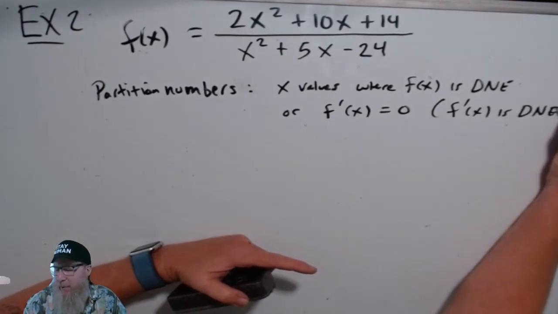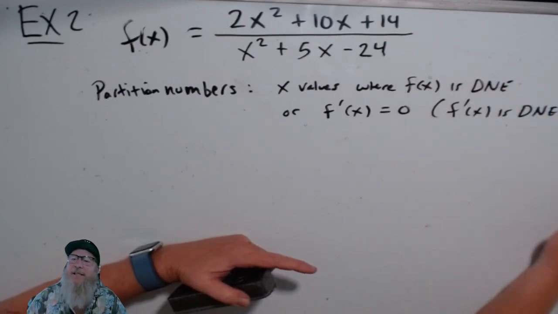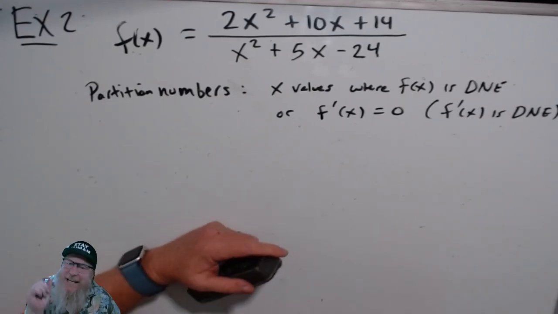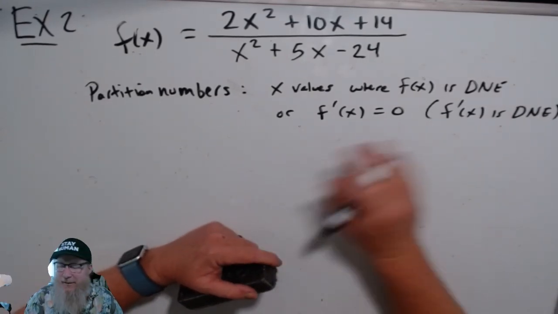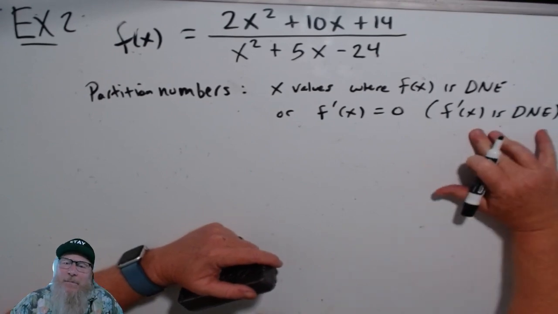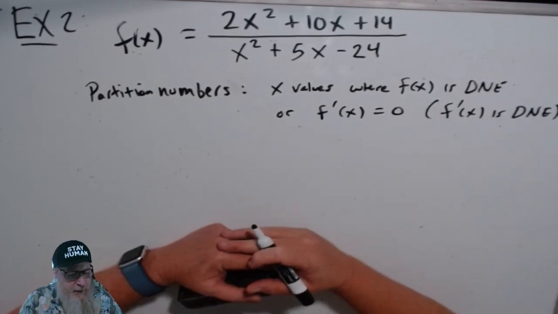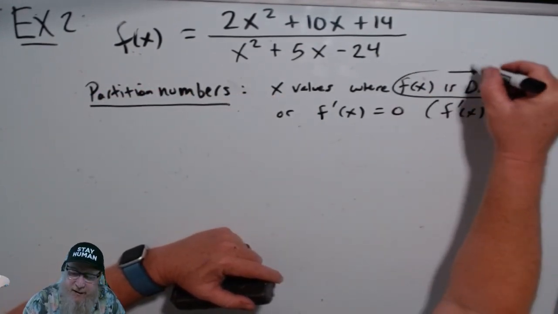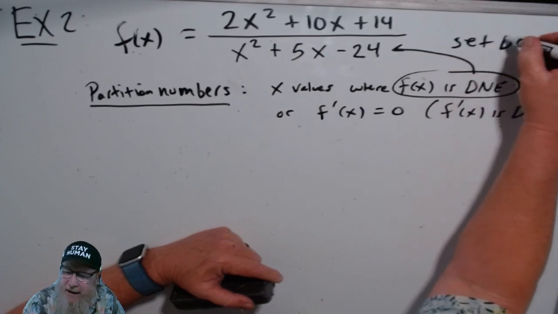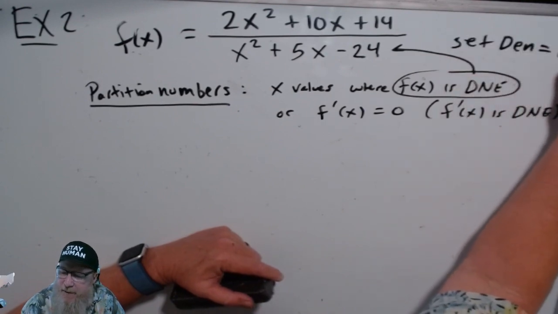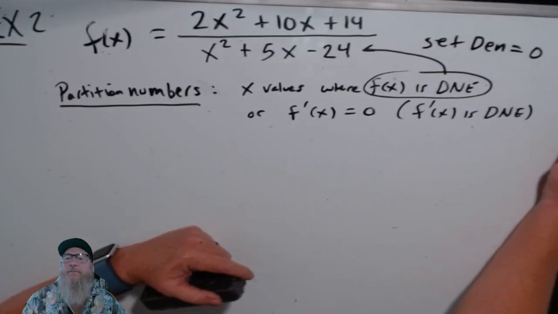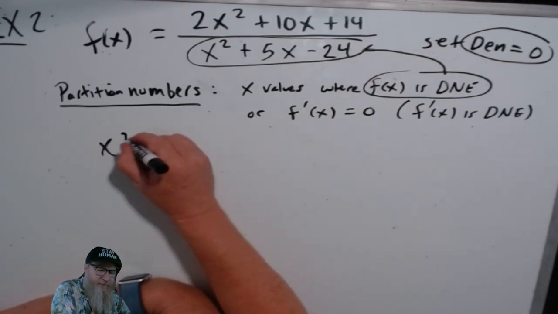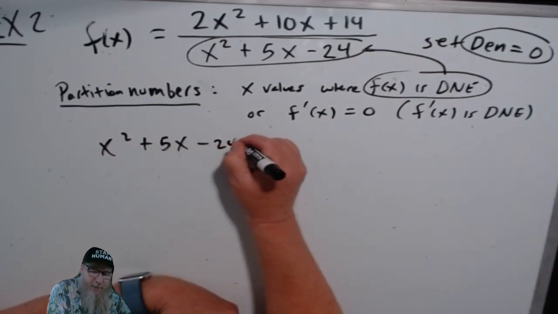But we won't bother with that, because if the function itself doesn't exist at that point, well, how could a derivative exist if the function doesn't exist at that point? You can't take a derivative at a point that's non-existent. So that's more of a Captain Obvious statement here. Although I don't know how obvious it is all the time. So remember, in order for a function to not exist, we set the denominator to be equal to 0. And we solve for x. That's going to be the easiest part of this entire problem.